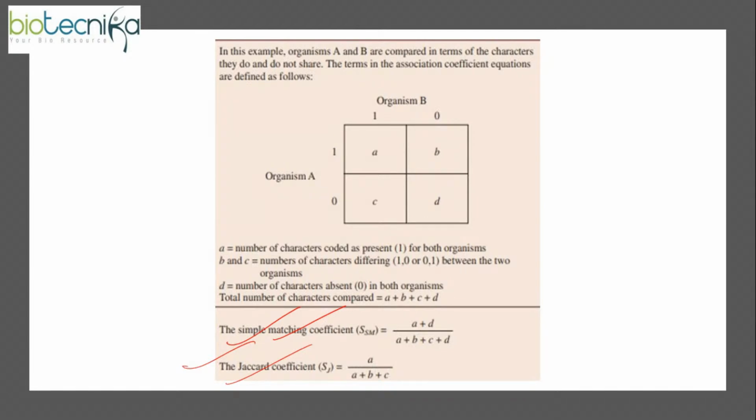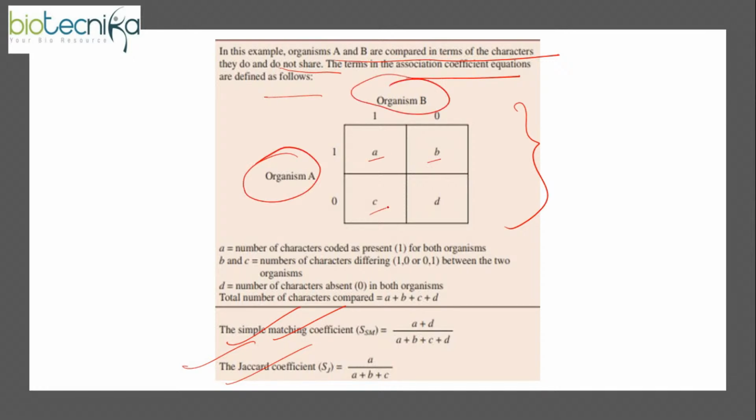Now, let us take this example. Organisms A and B are compared in terms of the characters they do and do not share. And the terms in the association coefficient equations are defined as follows. I'll tell you what is the simple matching and Jaccard. Can you see, this is organism A and this is organism B. So what are these A, B, C and D, students? A, B, C, D are characteristics.